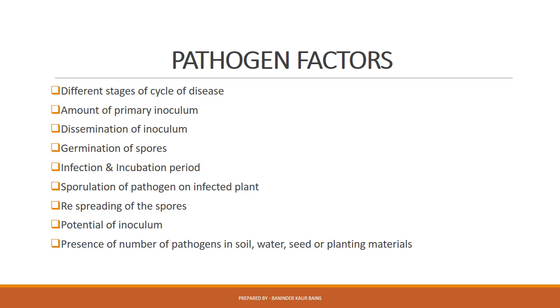But if the spores are present even in small amount but their potential, their strength of causing disease is very high, then the disease will widespread. The last one is presence of number of pathogens in soil, water, seed or other planting materials. Like for planting we use cuttings, we use budding, layering. Those plant parts can also carry disease into the healthy plants. Whether those pathogens persist in soil, whether their spores rest in the soil, in water or in seed. For example, a number of fungal diseases are mostly seed borne.